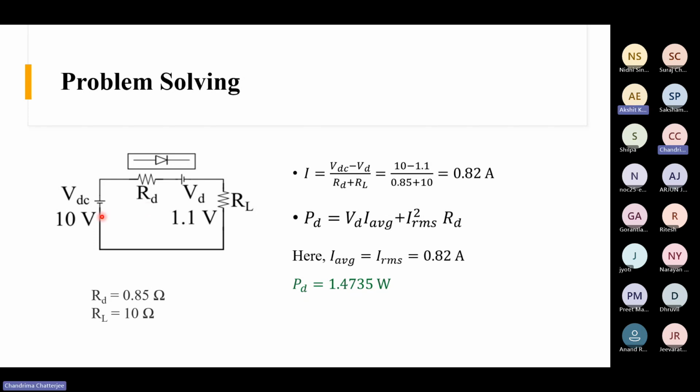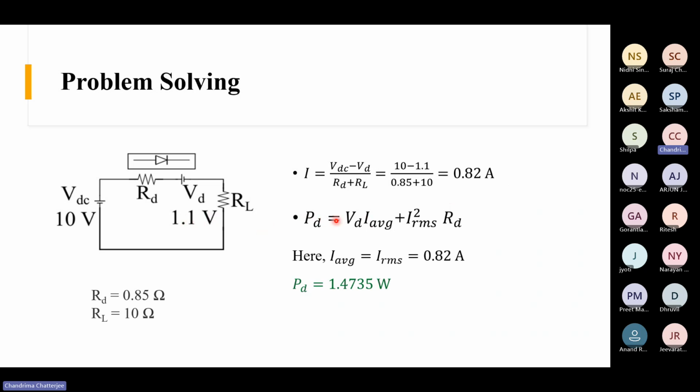Fine, madam. I have just done KVL in this loop. So this is like IRD, then plus VD plus IRL, and then minus VDC. So if you just rearrange it, the current expression comes out to be this. You can verify it later also. Okay. So from that we can compute the current. Once we have the current, as this is a DC current, the RMS value will also be 0.82 ampere and the average current will also be 0.82 ampere, right? Because this will be a DC current.